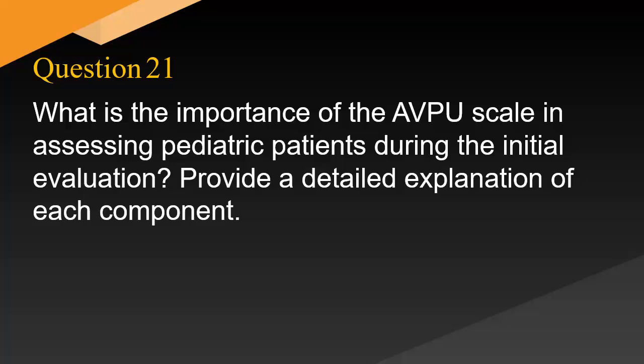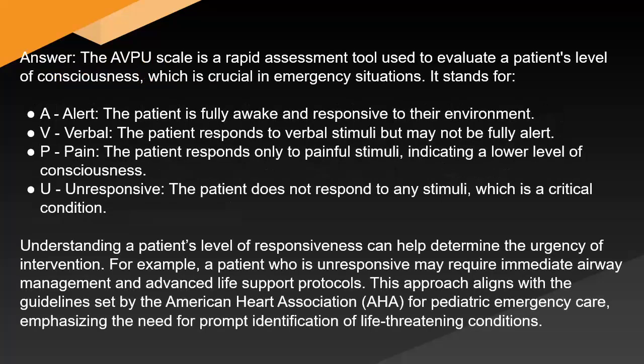What is the importance of the AVPU scale in assessing pediatric patients during the initial evaluation? Provide a detailed explanation of each component. Answer: the AVPU scale is a rapid assessment tool used to evaluate a patient's level of consciousness, which is crucial in emergency situations. It stands for: A, Alert. The patient is fully awake and responsive to their environment. V, Verbal. The patient responds to verbal stimuli but may not be fully alert. P, Pain. The patient responds only to painful stimuli, indicating a lower level of consciousness. U, Unresponsive. The patient does not respond to any stimuli, which is a critical condition.